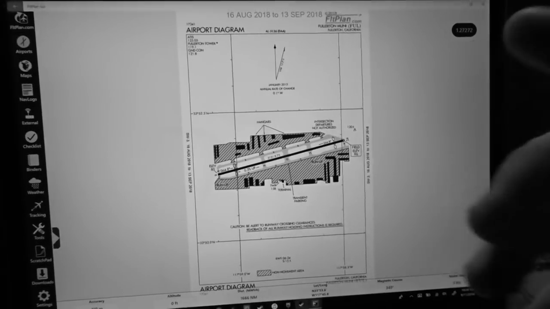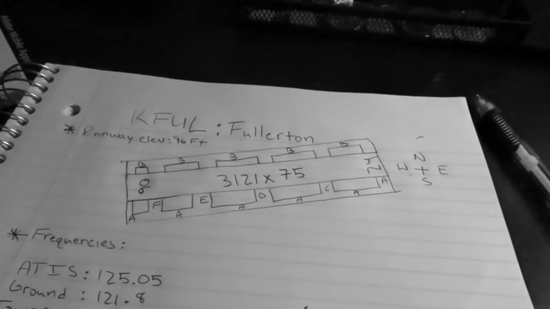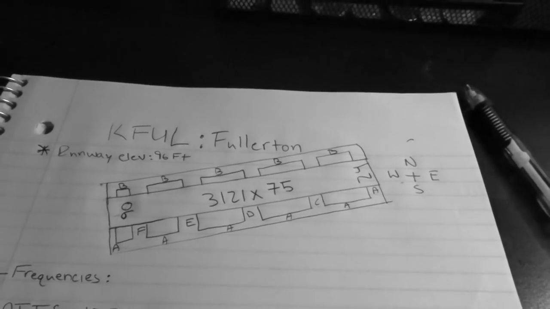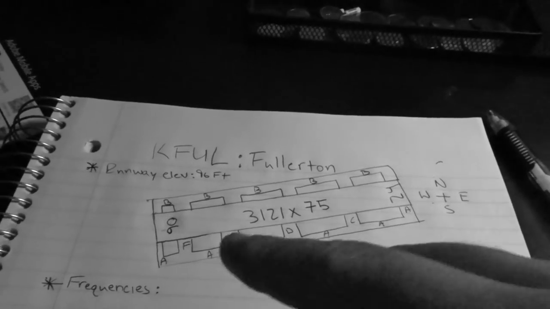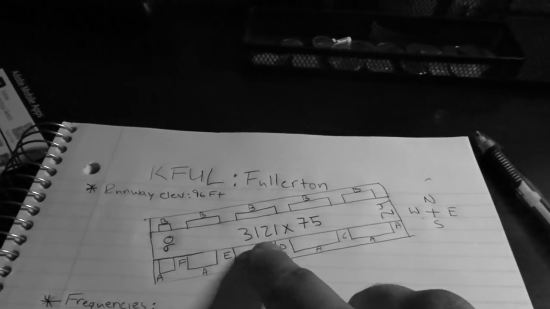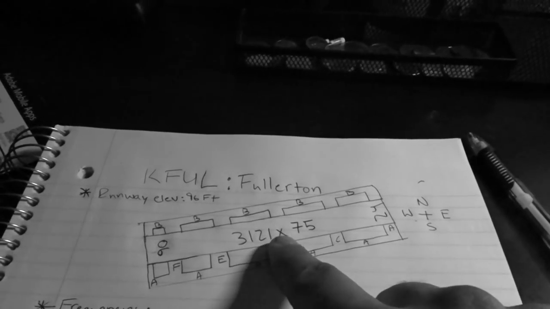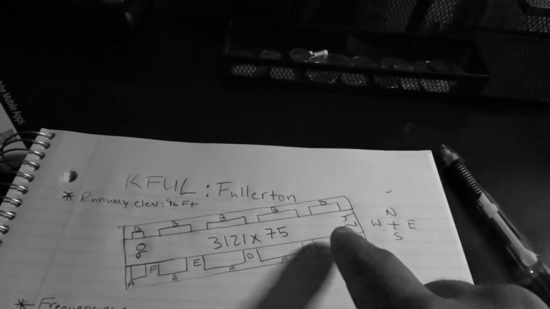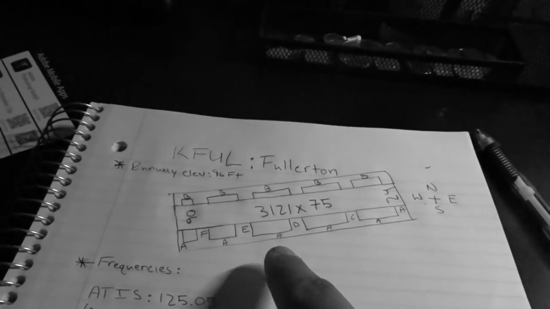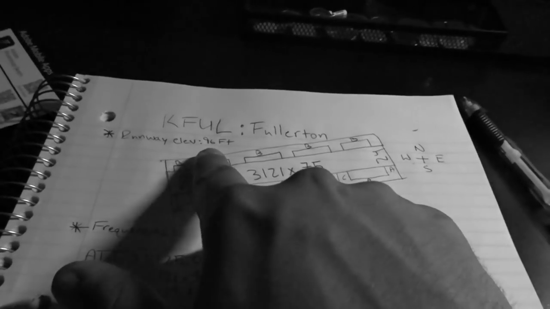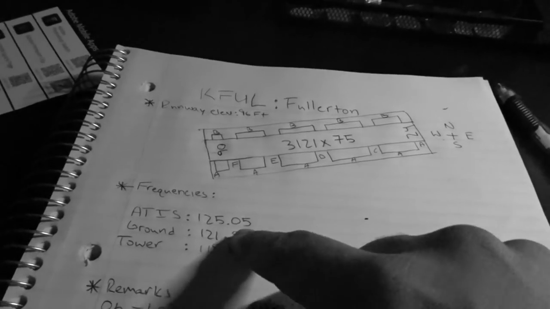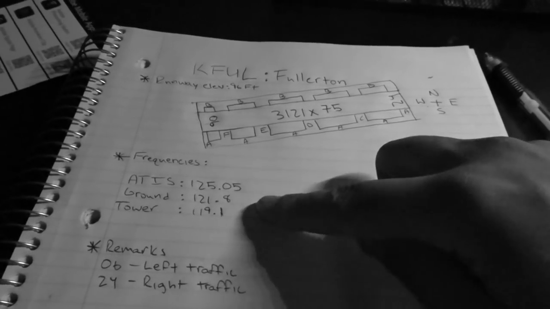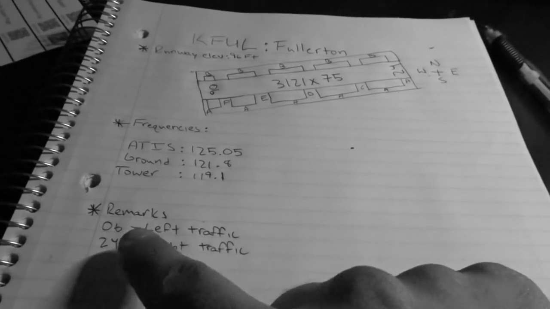So in order for me to get familiar with this, I went ahead and made this diagram, recreated it in person. So this is what I have. I have runway 6 here. I have runway length at 3121 feet and 75 foot wide. Runway 24 here. I have all the taxiways, orientation, runway elevation of 96 feet. I have all the important frequencies here, the ATIS, ground, tower, and then I just have some remarks.